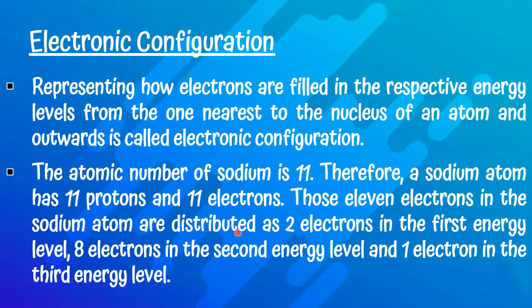Let's move to electronic configuration. Representing how electrons are filled in the respective energy levels, from the ones nearest to the nucleus of an atom and outwards, is called electronic configuration. The atomic number of sodium is 11. Therefore, a sodium atom has 11 protons and 11 electrons. Those 11 electrons are distributed as 2 electrons in the first energy level, 8 electrons in the second energy level, and 1 electron in the third energy level.